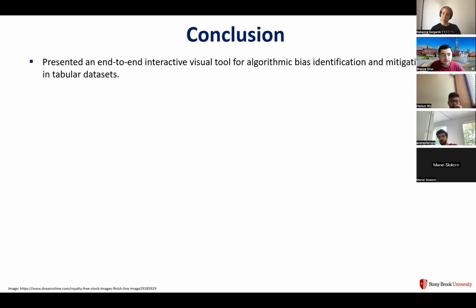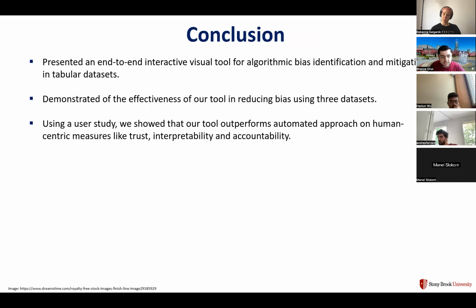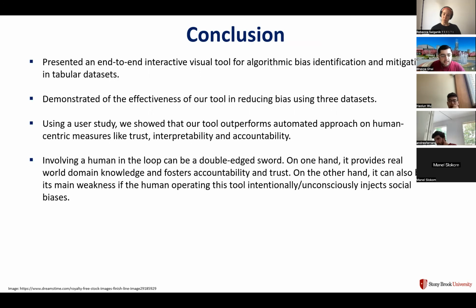In conclusion, we presented an end-to-end interactive visual tool for bias identification and mitigation in tabular datasets. We showed the effectiveness of our tool in reducing bias using 3 different datasets. Using a user study, we showed how our tool outperforms automated approaches on human-centric measures like trust, interpretability, and accountability.